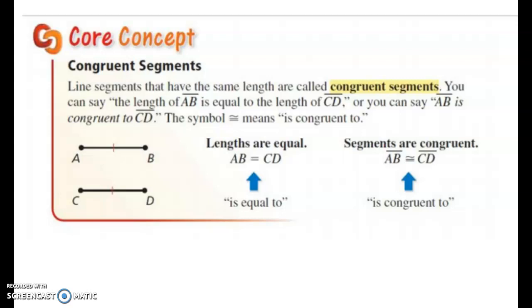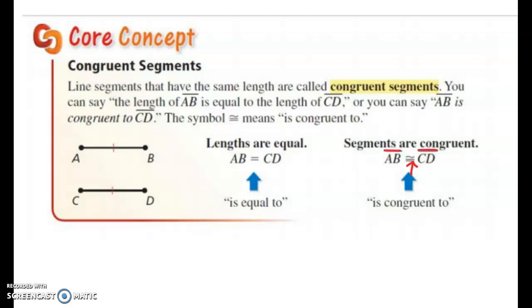So real quick, let's talk about congruent segments. Line segments that have the same length are congruent. The congruent symbol is this symbol right here. It's the equal sign with the little squiggly on top. So when we're using congruent, we have to use the line segment notation on the top right here. We have to use this.